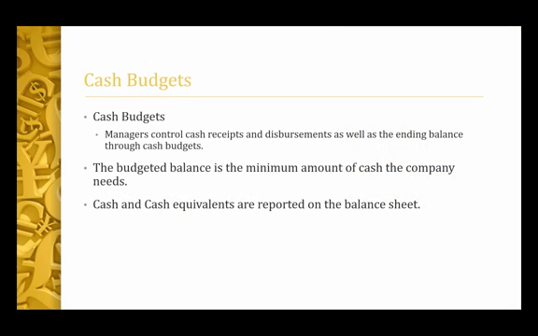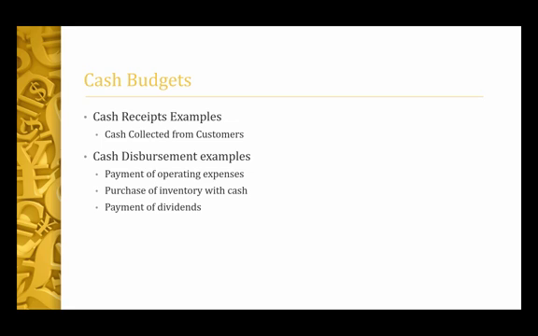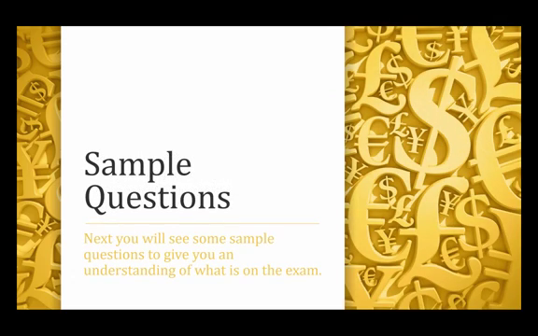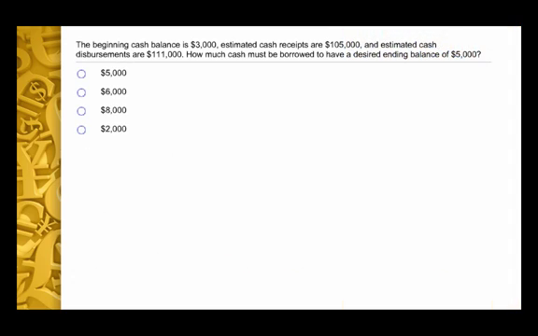So basically, cash budgets, managers control cash receipts and disbursements as well as the ending balance of cash through their cash budgets. The budgeted balance is the minimum amount of cash that the company needs. Cash and cash equivalents are reported on the balance sheet. So cash receipts, some examples, the most common is what you collect from customers. Cash disbursements are usually what you pay for operating expenses, what you purchase inventory with cash, or the payment of dividends. So now let's work out some cash budget examples.